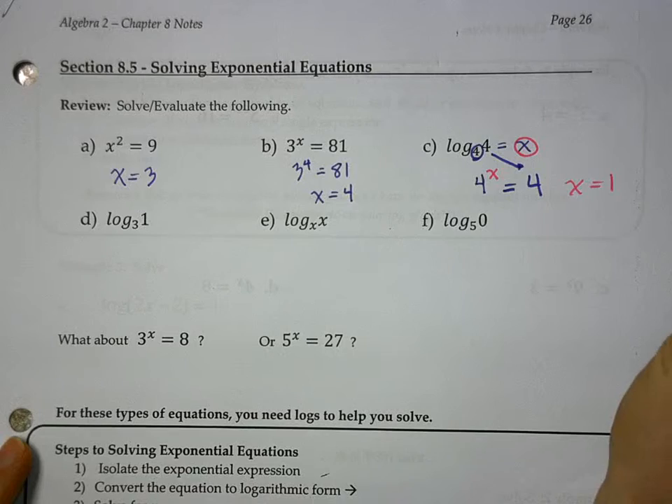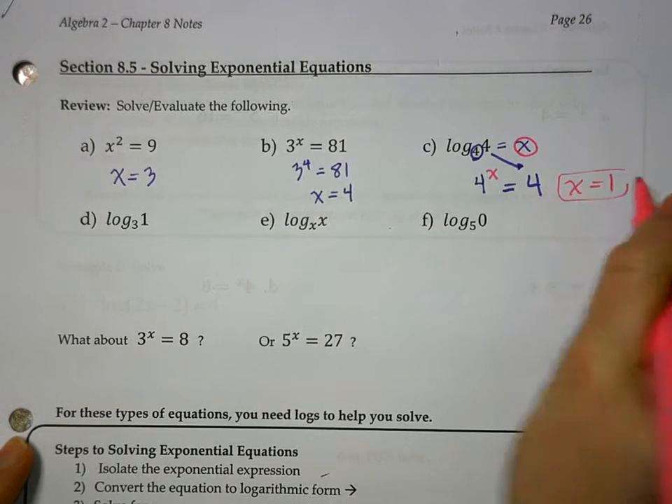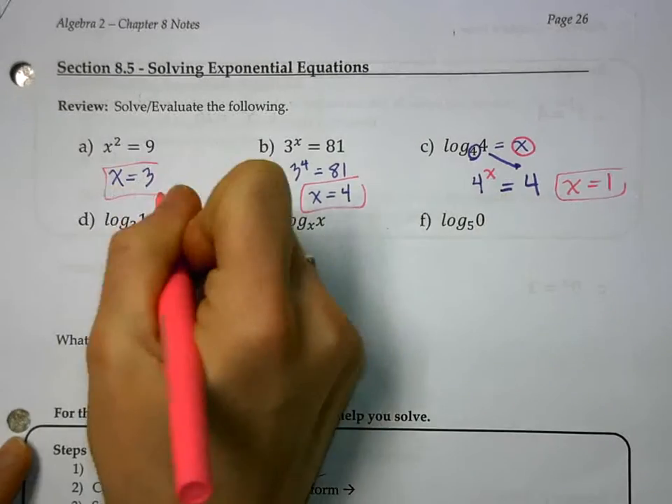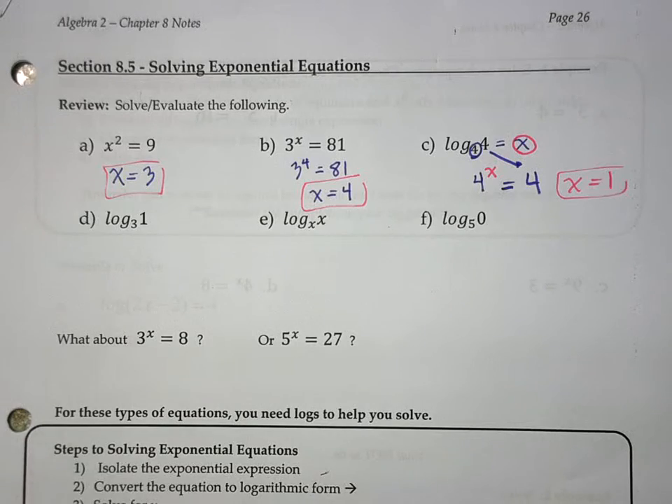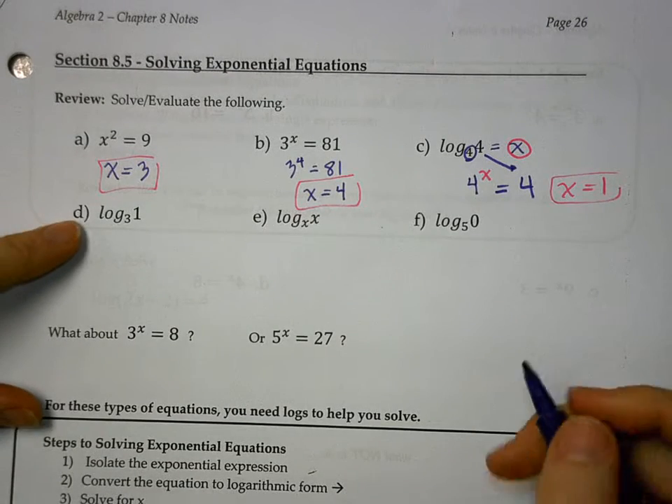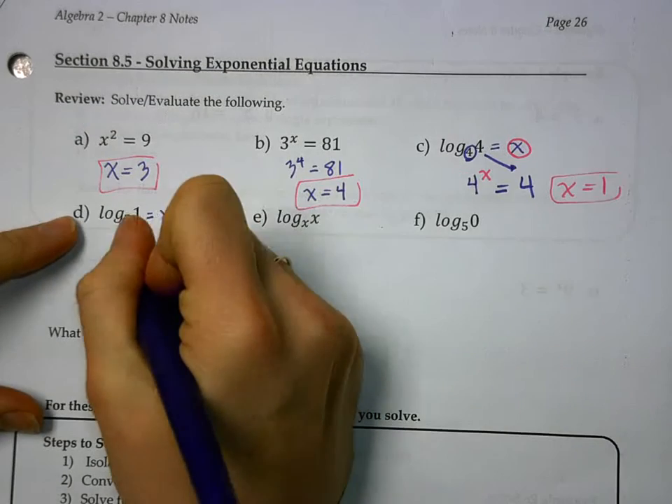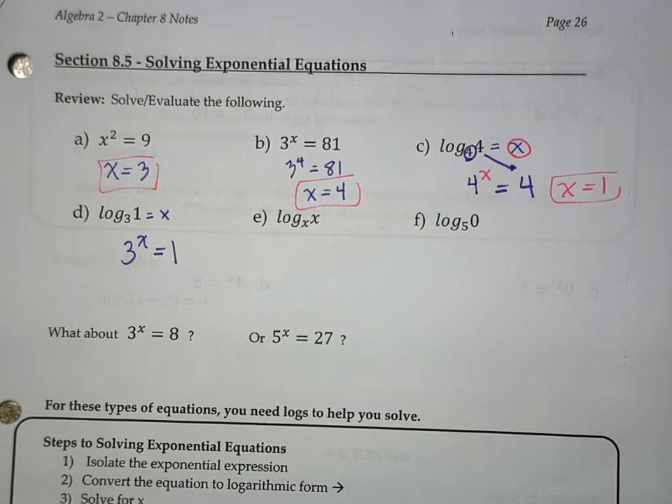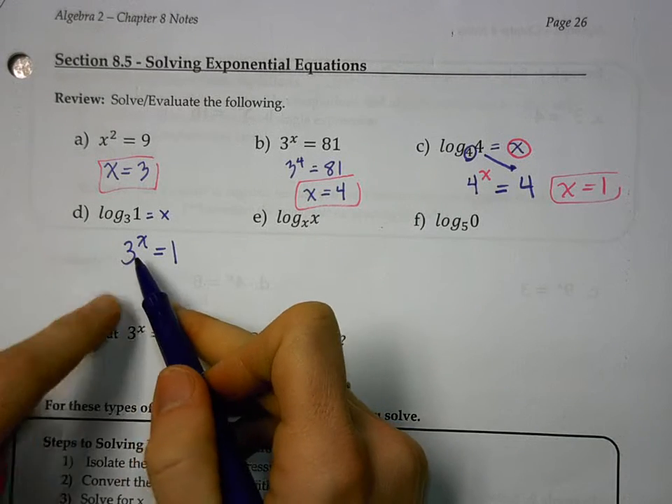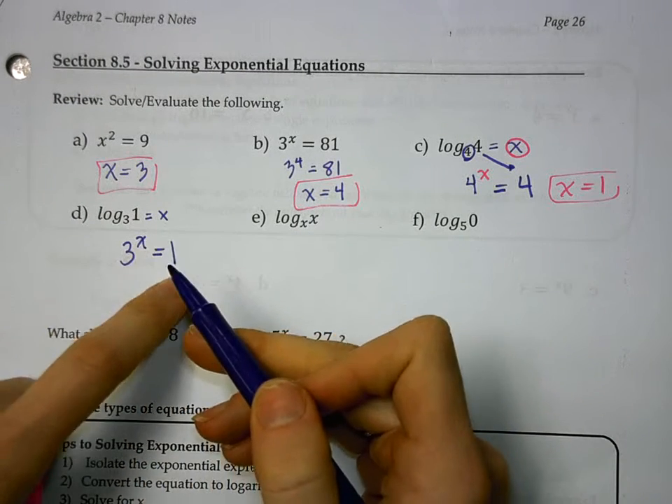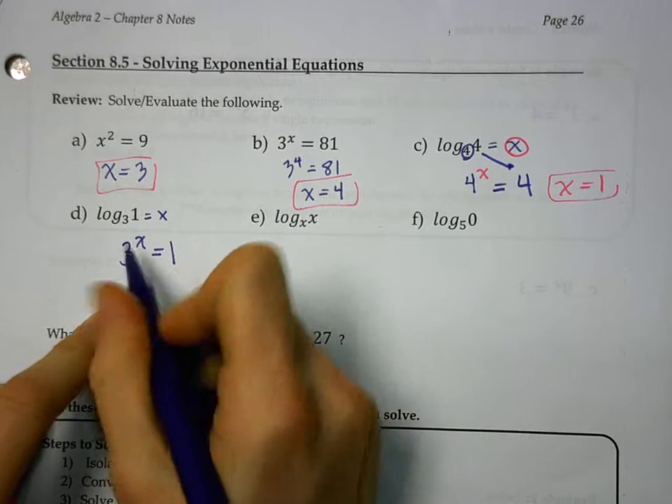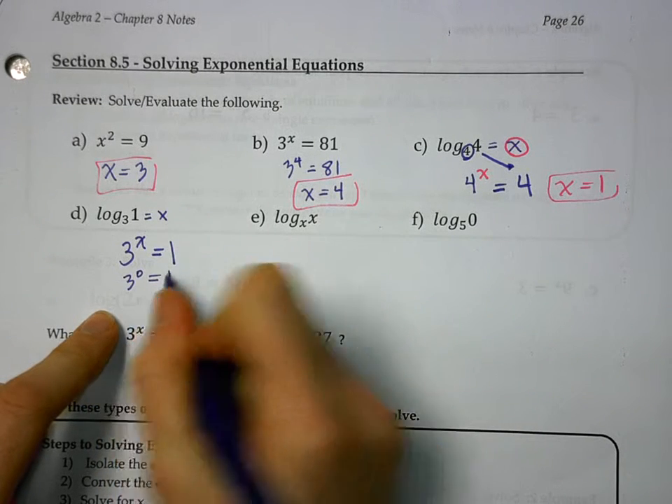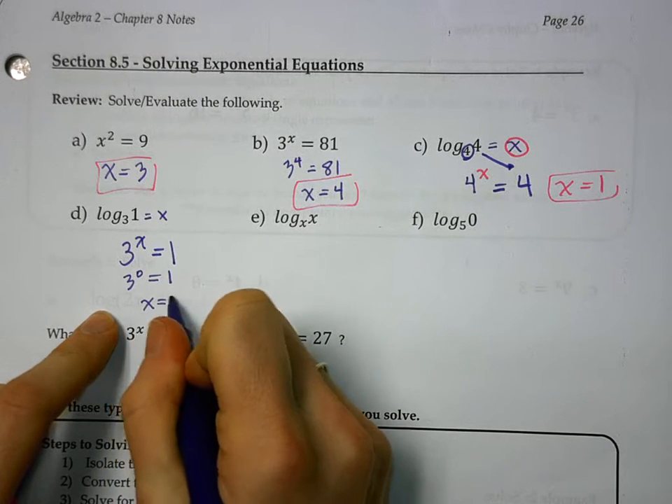X would equal 1. So even looking at A through C, we could do all of these really without our calculator. Now let's look at D, E, and F. If we look at D, we're asking 3 raised to what power is equal to 1. Now this one we could even do without a calculator because we know that any number to the 0 power would give us 1. So 3 to the 0 power would be 1, so in that case, x is equal to 0.